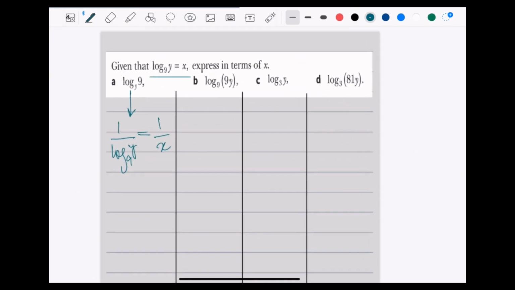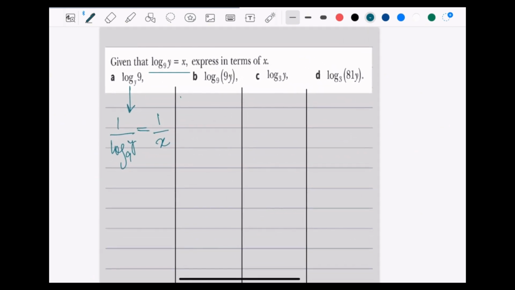Let's look at the other example here. For b, I can write this as log 9 of 9 plus log 9 of y. If you want to catch up with this law, which is the product law, you may want to view the first videos before this one. So log 9 of 9 is 1 plus log 9 of y, which is already given as x.